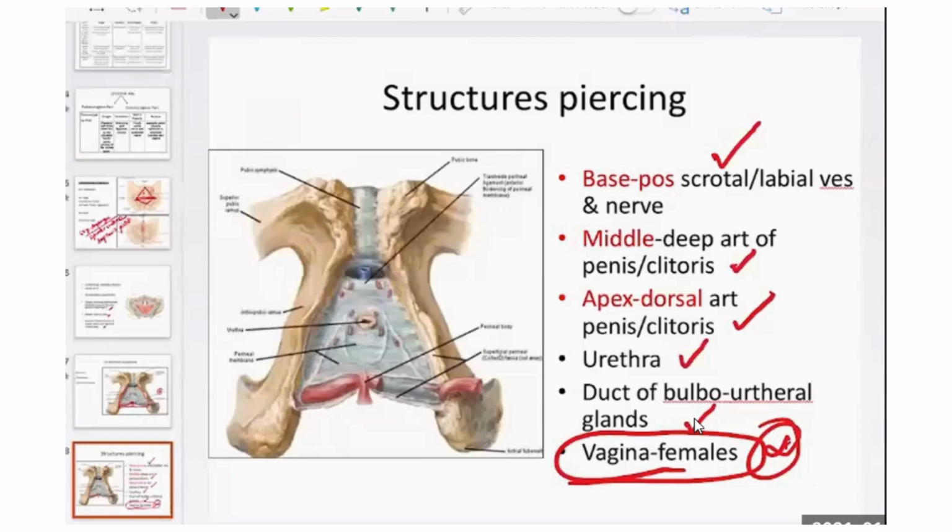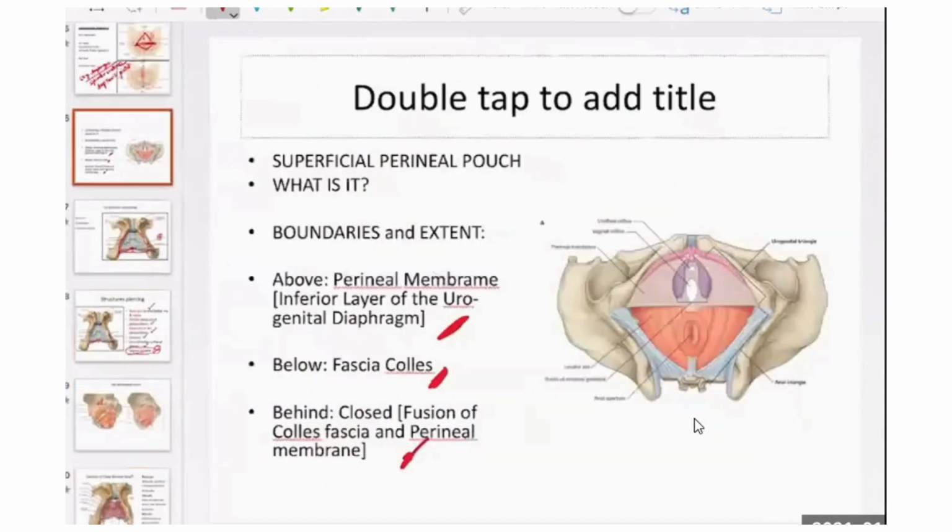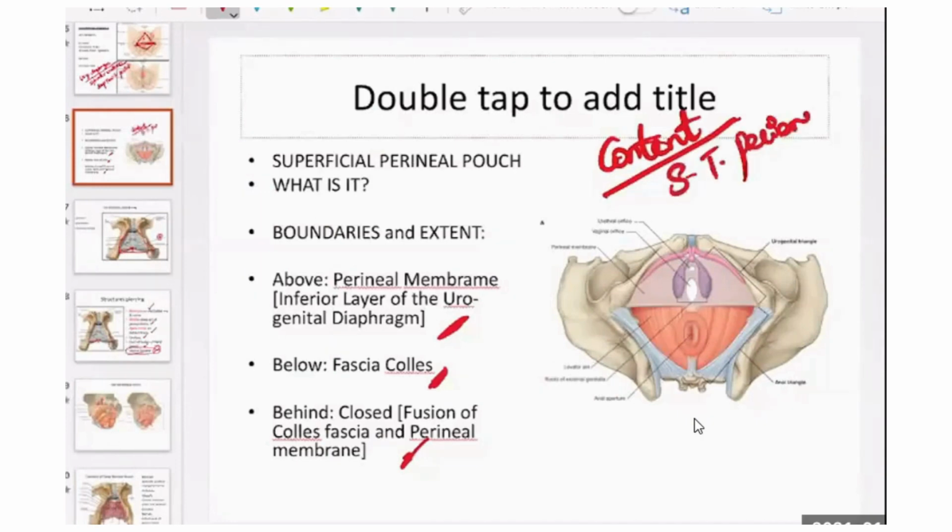The content of the superficial perineal pouch. This is the boundary. You should know the content of each pouch. Superficial perineal pouch, what is the content? Deep perineal pouch, what is the content? Superficial transverse perineal muscle. In the male, there are four structures; in the deep pouch, in the main, there is no content. Because content will be asked in MCQ, you should at least memorize the superficial perineal pouch content and the deep perineal pouch content.